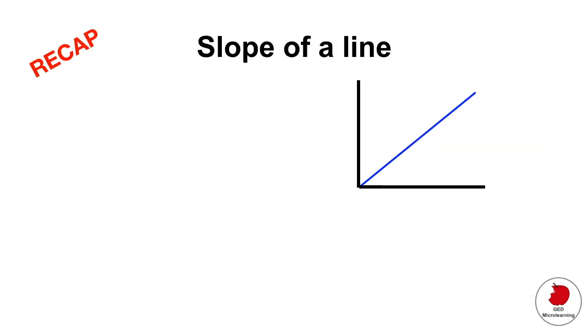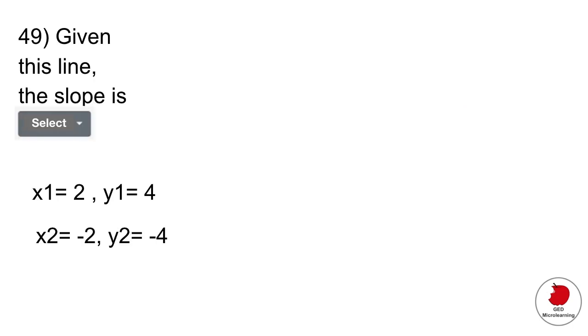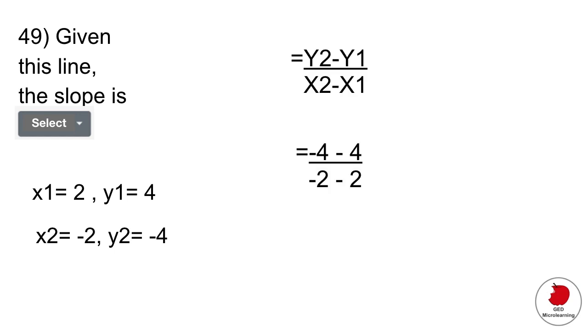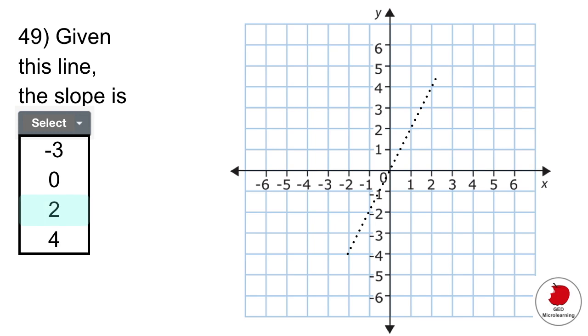And once again, remember that the slope of a line is also known as the rise over the run, and it can be expressed mathematically like this. So all you have to do now is take those numbers that you just found and introduce them into this formula. So that gives us -4 minus -4 over -2 minus -2, which is -8 divided by -4, which is +2. Okay, so the slope is 2.